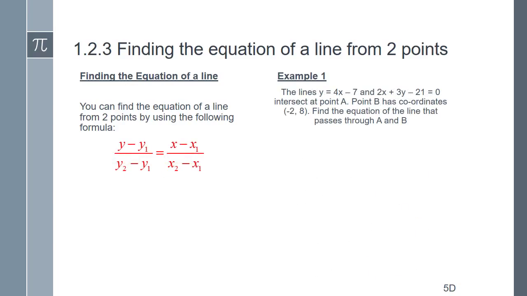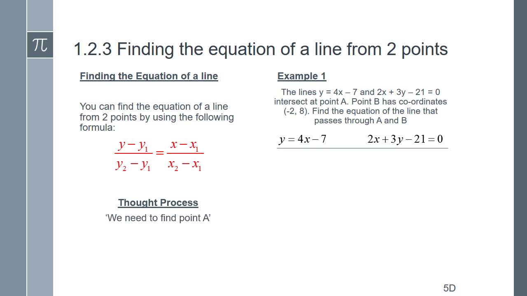The lines y equals 4x minus 7 and 2x plus 3y minus 21 equals 0 intersect at the point A. Point B has coordinates (minus 2, 8). Find the equation of the line that passes through A and B. So again, there's more going on in this question. We've got those two equations and they intersect at point A. So in order for those to intersect, we need a thought process. We need to find out where A is. How are we going to do that?